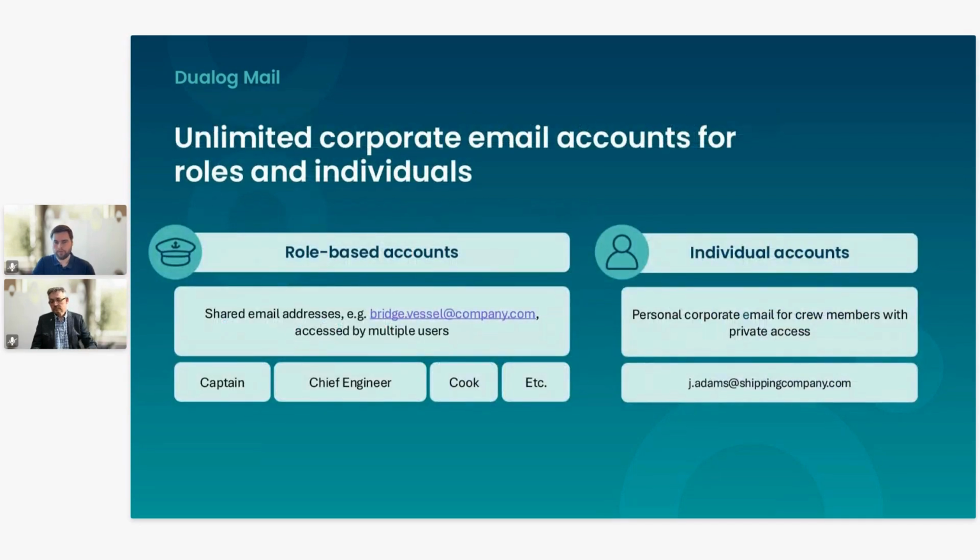So now in Dualog Mail, we have both a concept of role-based accounts. This is what's traditionally been in Dualog Business Mail, where you have the captain's account, chief engineer, cook, etc. But now we're also adding the concept of individual accounts, meaning that in this instance, Jay Adams has his own email account in the system. So you can use that account to send emails to them. You can both add it just as an identity or also give them access to that email account. Some shipping companies want to avoid giving them an email account, and then they can simply use this as an identity and not an email account.